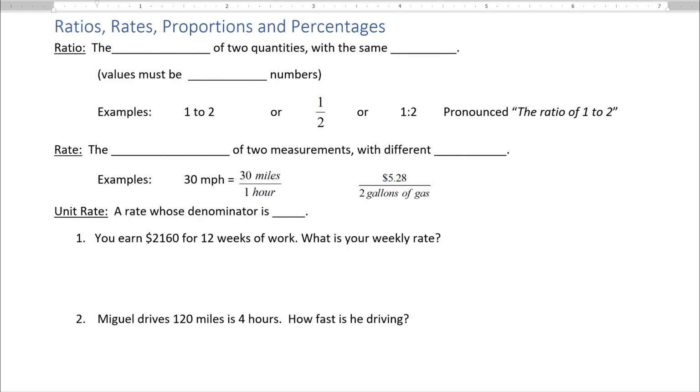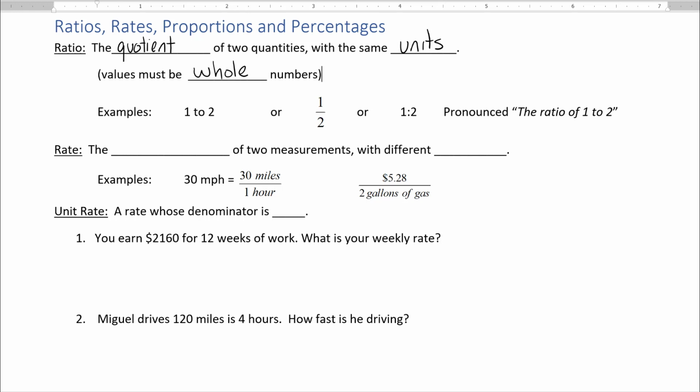Today we're going to be talking about ratios, rates, proportions, and percentages. So the first thing we need to do is make some definitions. The definition of a ratio is the quotient of two quantities with the same units. So the values have to be whole numbers as well.